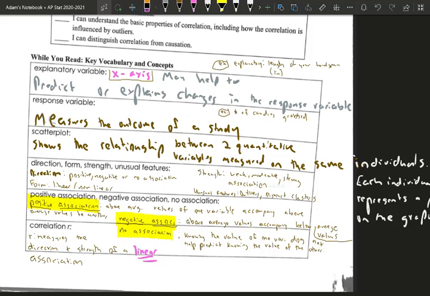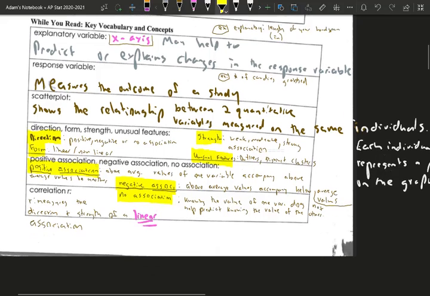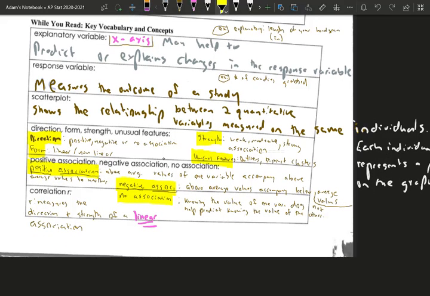Direction, form, strength, unusual features. There's a whole slide on this if you need to look this up in more detail. Direction, remember, can be positive, negative, or no association. Form would be either linear or nonlinear. Strength, we'll say weak, moderate, or strong association. Unusual features, you just mention the outliers and/or distinct clusters. We did an example of that today. Positive association, negative association, or no association.